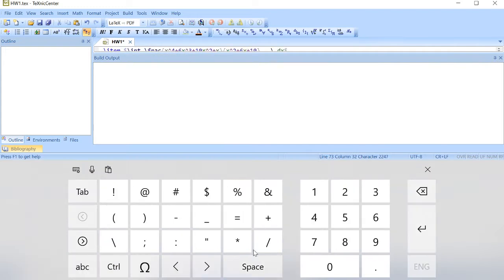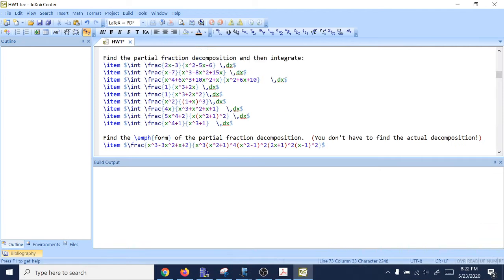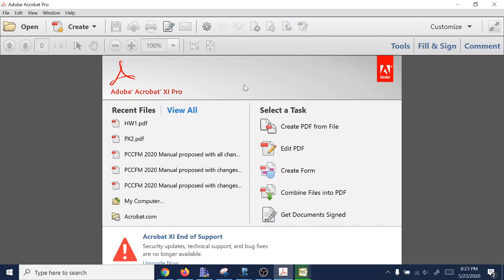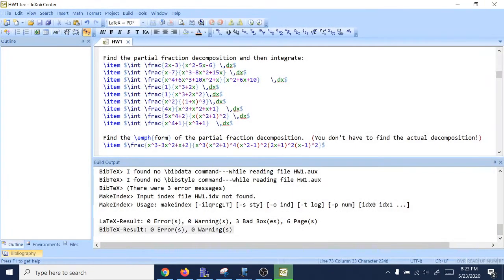Backspace. Plus. Now it's a plus 15. And now it's x minus 5, x minus 3. Save. Let's compile that. I don't need you. Do I need you?